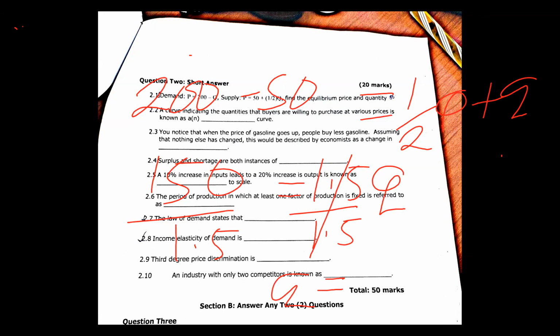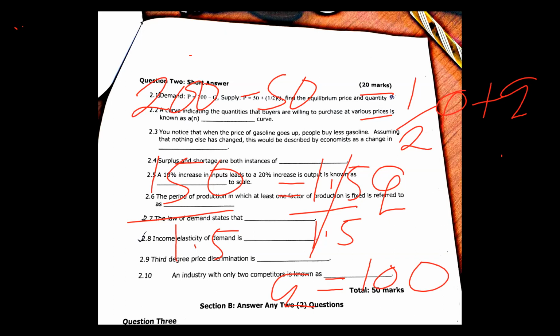200 minus 50 is 150, and then we divide by 1.5. 150 divided by 1.5 is 100. So Q is 100. This is the equilibrium quantity.